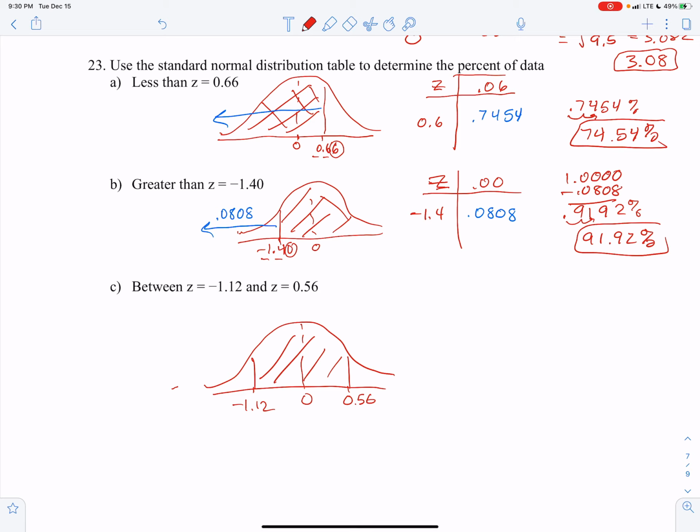So I'll look them up. On the table of negative z-scores, under z, I'll do the whole number and the tenths, negative 1.1. That 2 hundredths I'll have to find across the top.